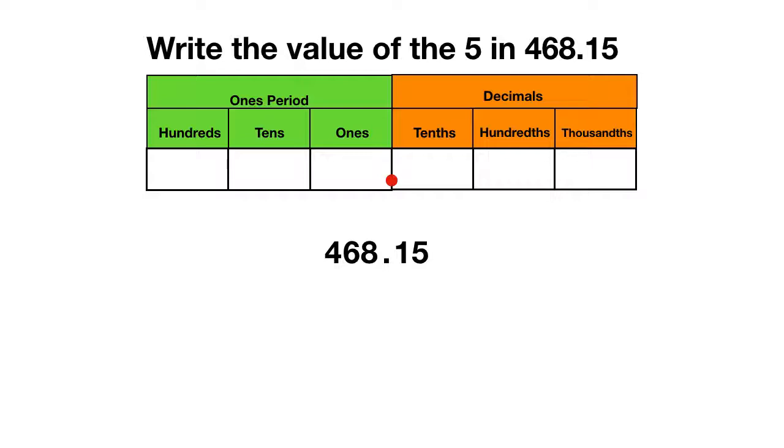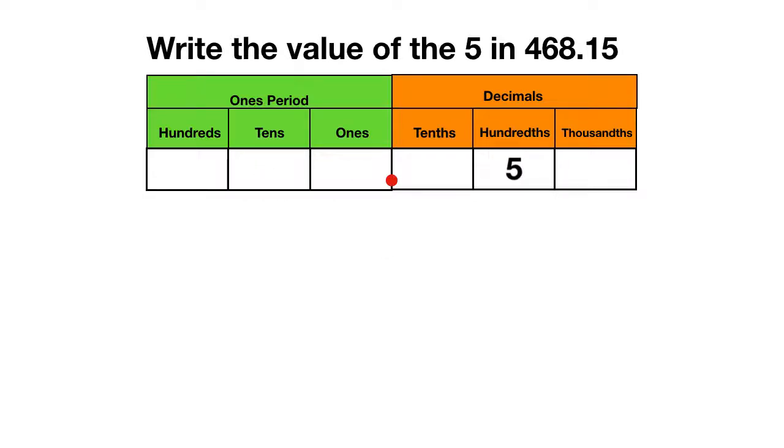To put this number on a place value chart, first find the decimal. Then the digit immediately next to it, here the 8, will go into the ones place. Then from there, the 6 can go into the tens, and the 4 can go into the hundreds. On the other side of the decimal point, the 1 will go into the tenths place, and the 5 will go into the hundredths. Now we're looking to find the value of the 5.